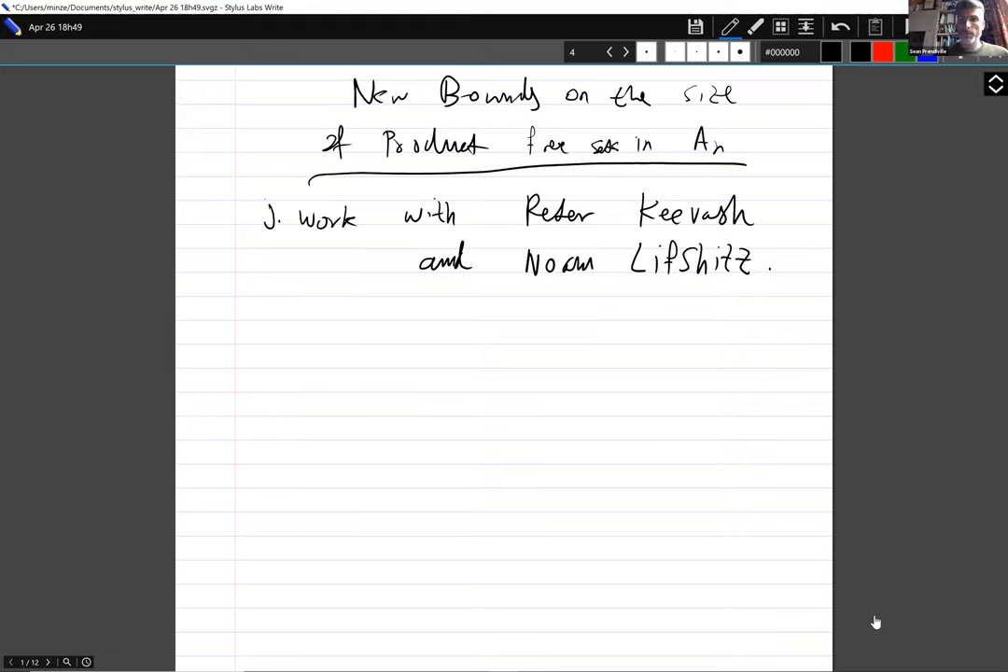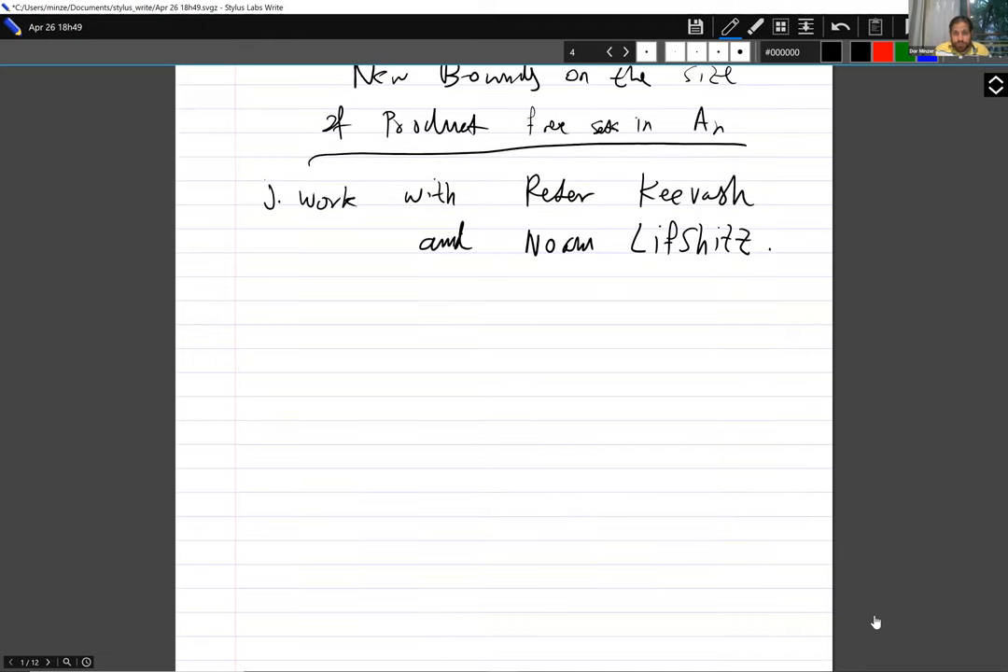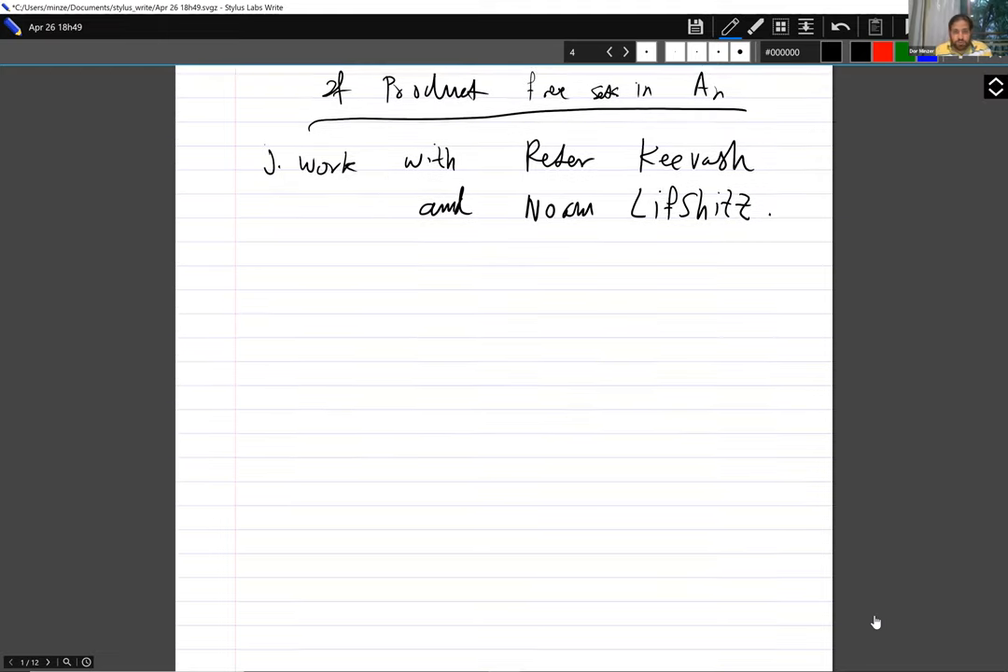So I'm going to talk about some new results about product free sets in the algorithmic group. This is joint work with Peter Keevash and Noam Lifshitz, and it's actually kind of a work in progress. So in some places I'm going to say that this is something that we are partly still working on. So what is the problem?